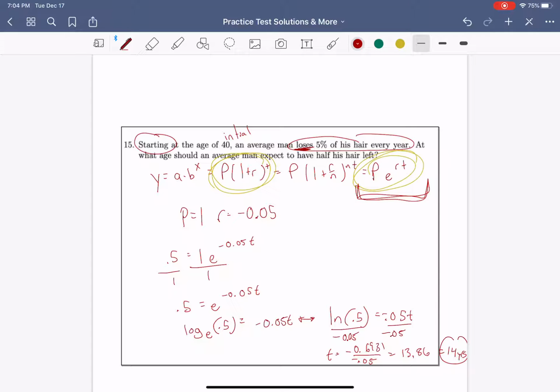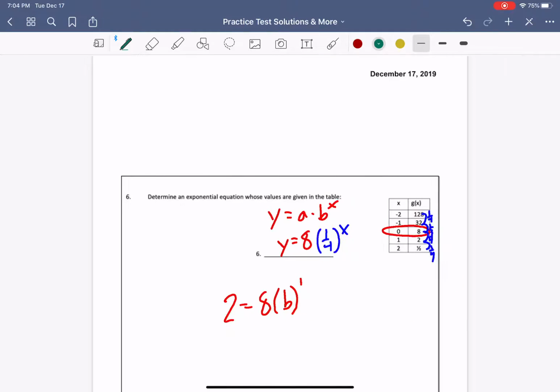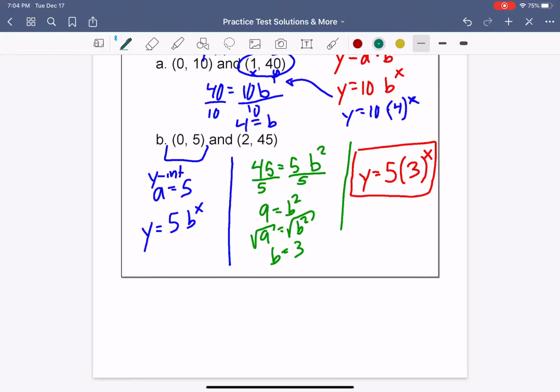That's not quite what the story asks. It asks at what age. So that means if he starts at 40, and it takes 14 years, the guy will be 54 years old. All right, so let's see what else we have going on here.